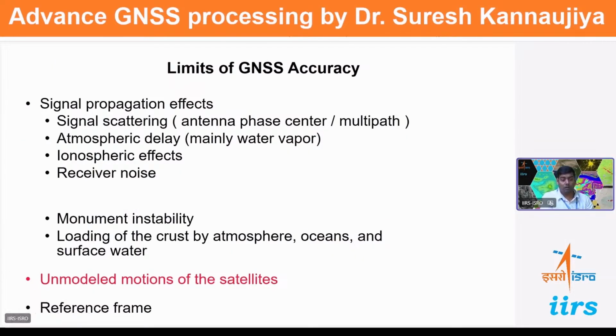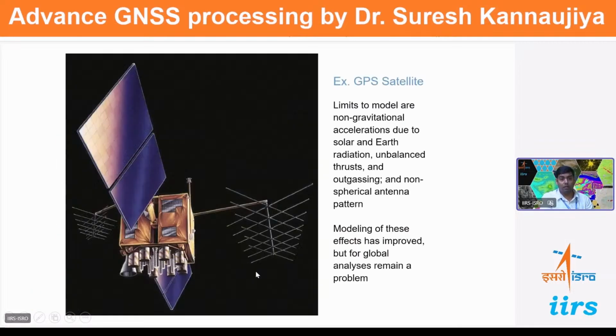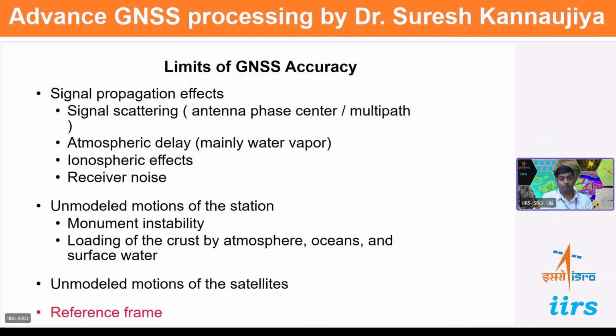The second last is the unmodeled motion of the satellites. As I told you, this is the non-gravitational acceleration due to solar and Earth radiation, unbalanced thrust, outgassing, non-spherical harmonics, and spherical antenna pattern. Modeling of this effect has improved, but the global analysis is a problem. This also makes it difficult to eliminate all the error from the data.